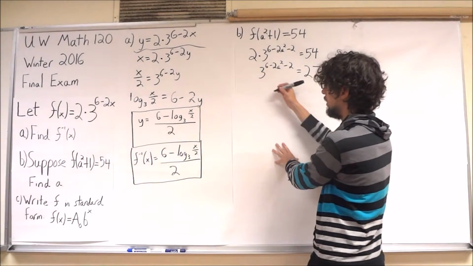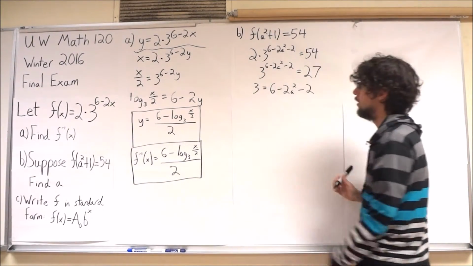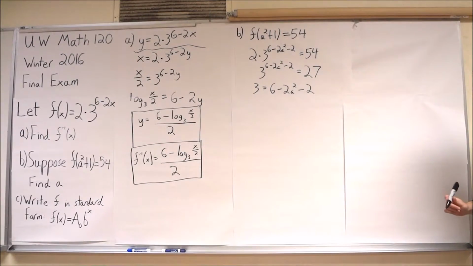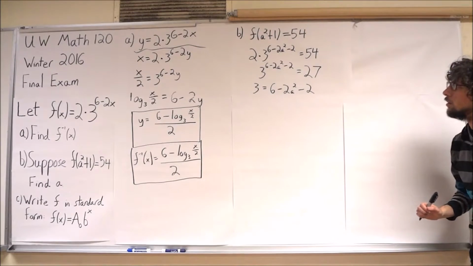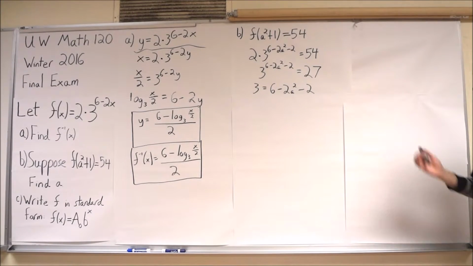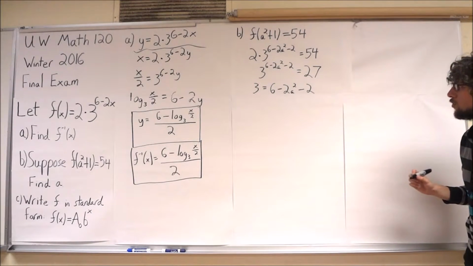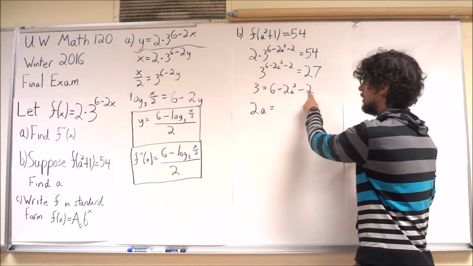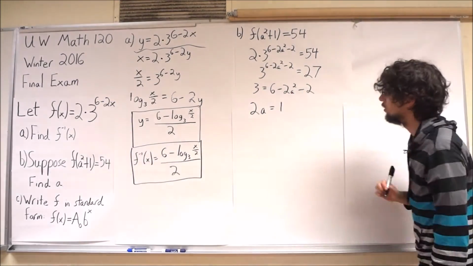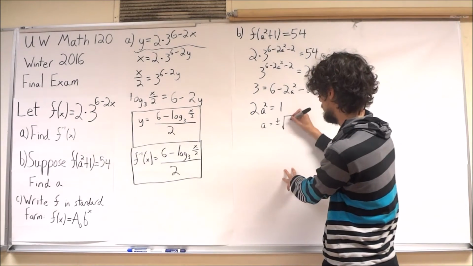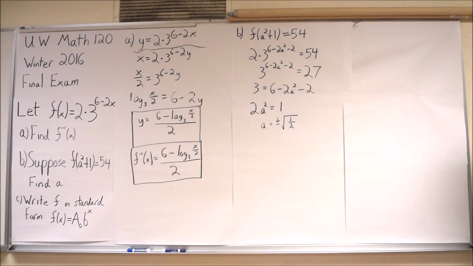So I can get quite directly this equation for a. All I've said is that this exponent needs to be 3. And this solves quite straightforwardly. 6 minus 2 is 4. Minus 3 is 1. So this is our solution for B.